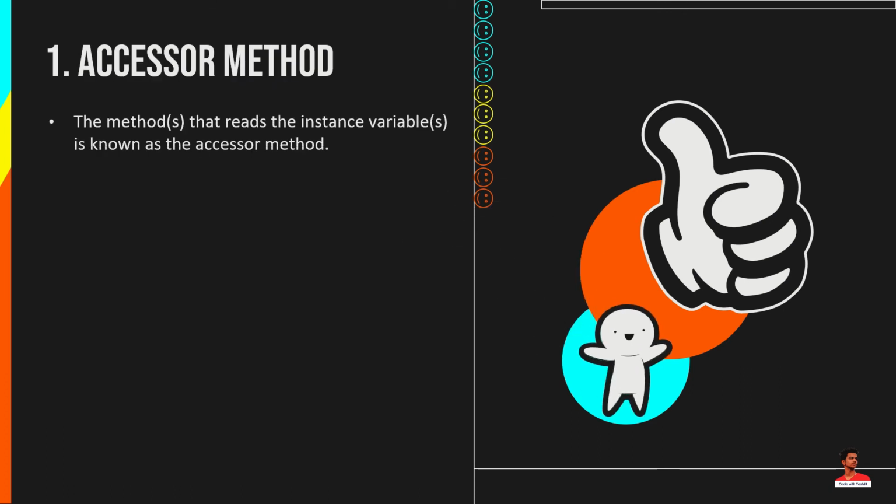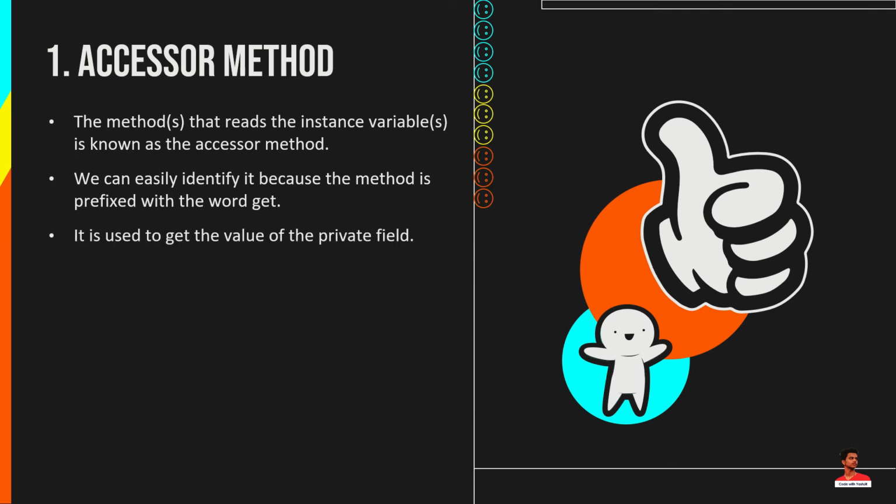The method that reads the instance variable is known as the accessor method. We can easily identify it because the method is prefixed with the word get. It is used to get the value of the private field.